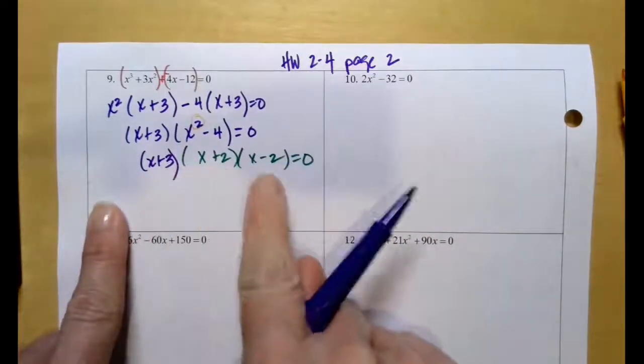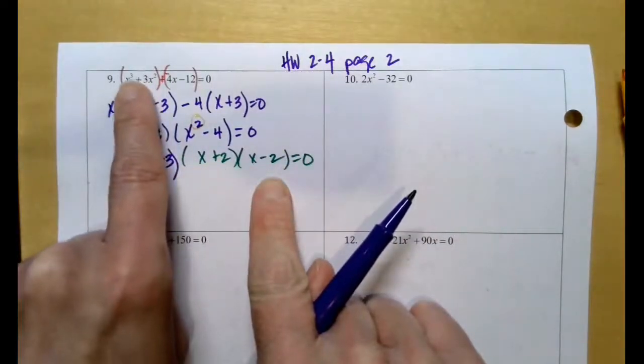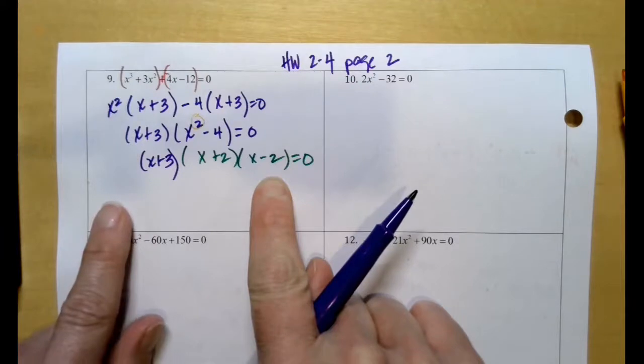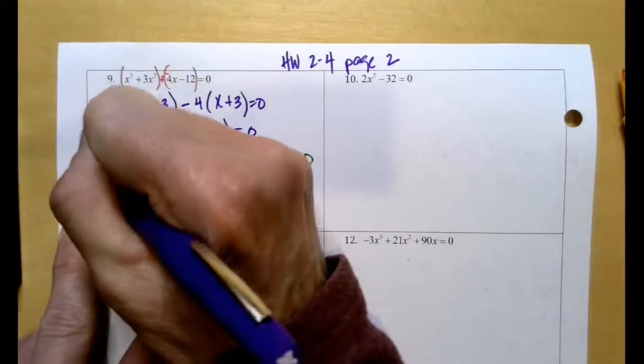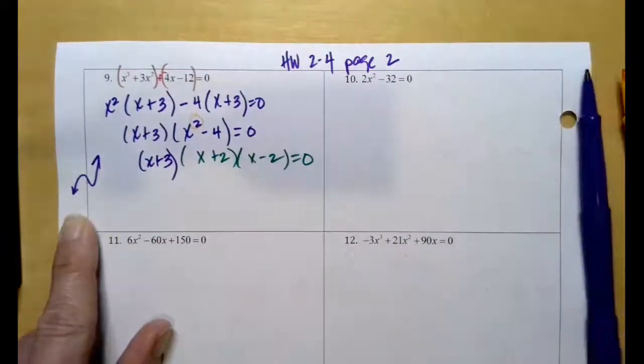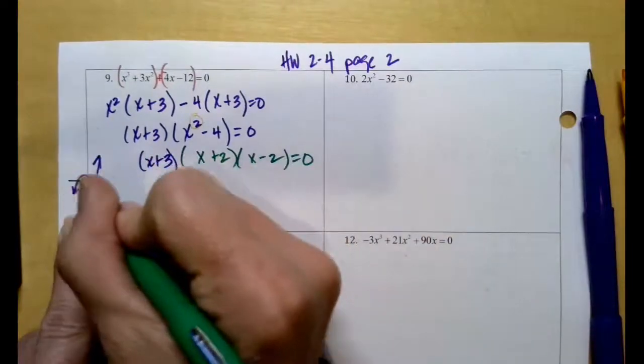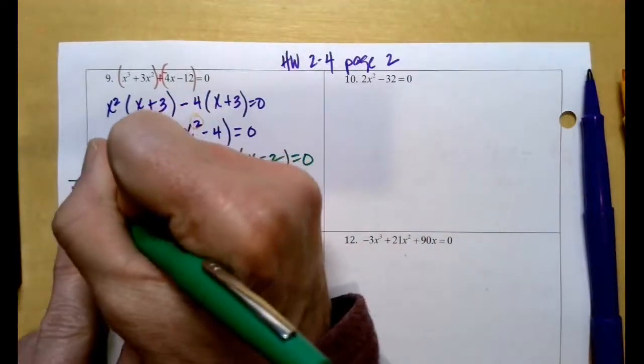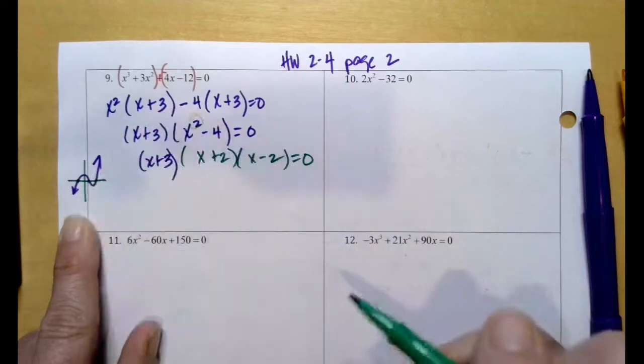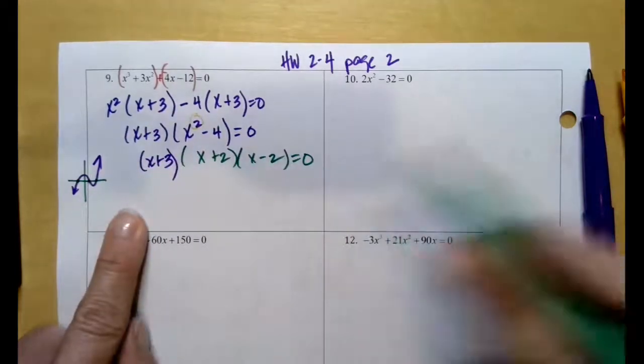I have 1, 2, 3 possible answers. Well, that makes sense because it's a cubic. So a cubic graph is one that goes like this, and this one happens to cross the axis. If this were an axis, 1, 2, 3 times. Where does it cross, you ask?